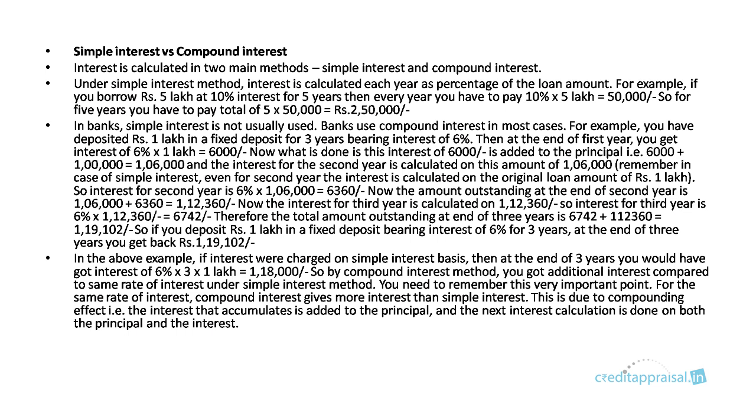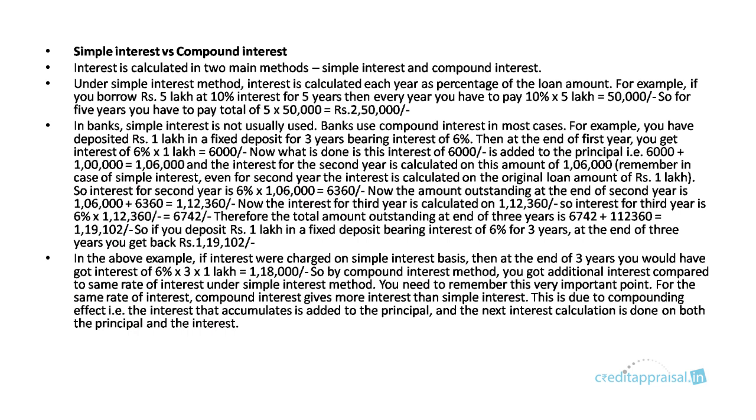Now, for interest calculation, there are two major methods. One is simple interest and another is compound interest. Under the simple interest method, which you must have studied in your school days, interest is calculated each year as a percentage of the loan. For example, if you borrow 5 lakhs and the rate of interest is 10% for 5 years, then every year for those 5 years, you have to pay interest of 10% of 5 lakhs. That works to 50,000. So every year the borrower has to pay 50,000. So total interest will be 5 into 50,000, that is 2,50,000.